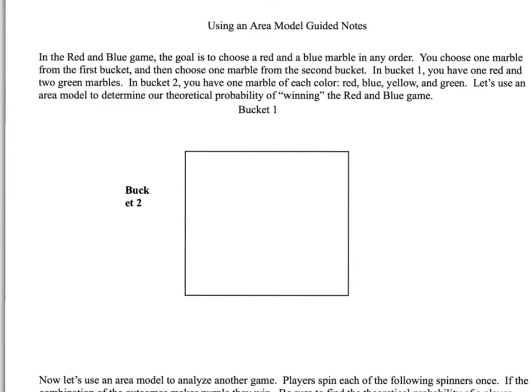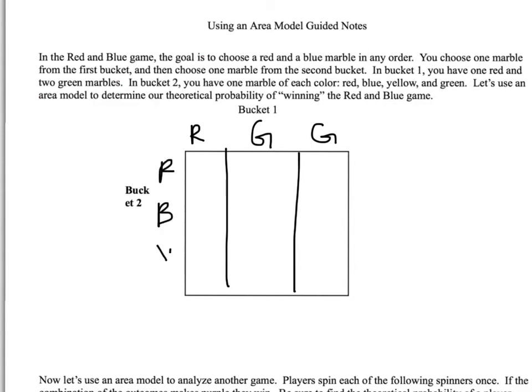It says, in the red and blue game, the goal is to choose a red and blue marble in any order. You choose one marble from the first bucket, and then you choose a marble from the second bucket. In bucket 1, you have 1 red and 2 green marbles. In bucket 2, you have a marble of each color, a red, a blue, a yellow, and a green.